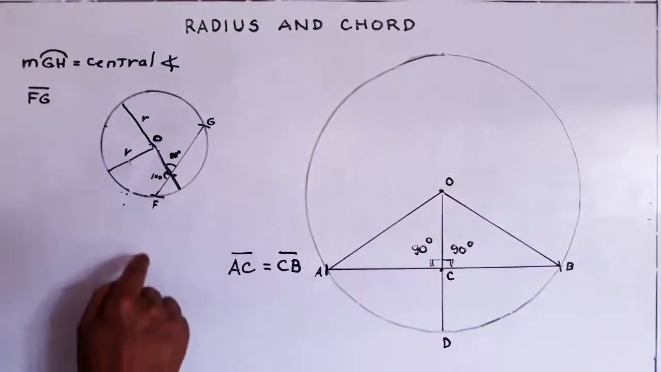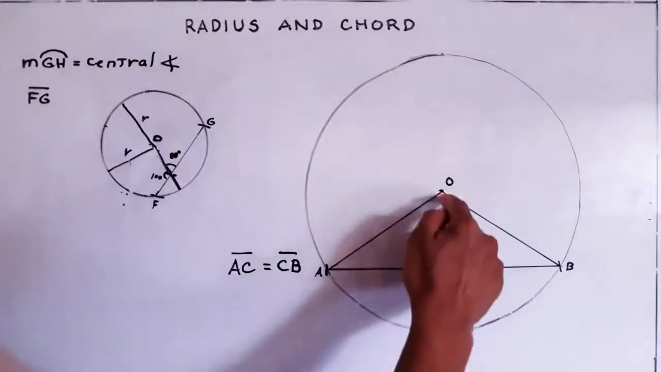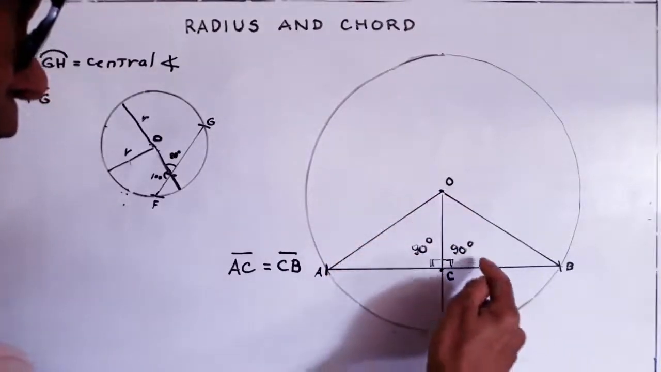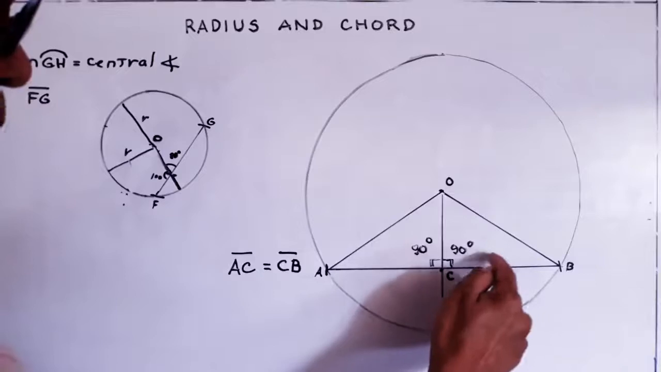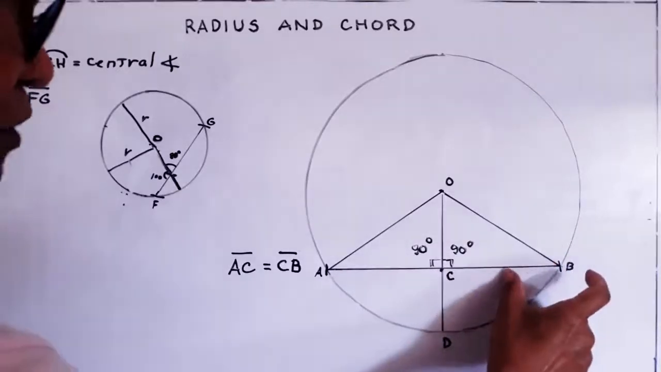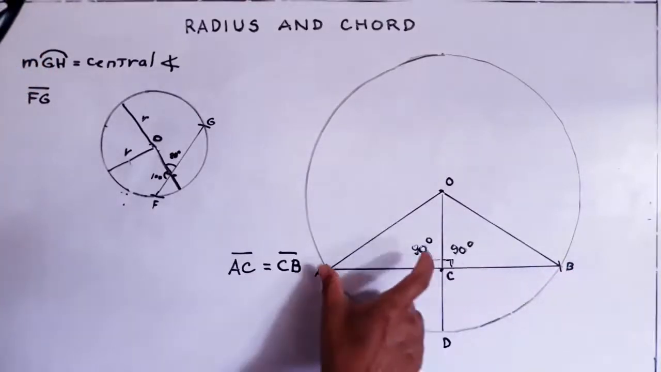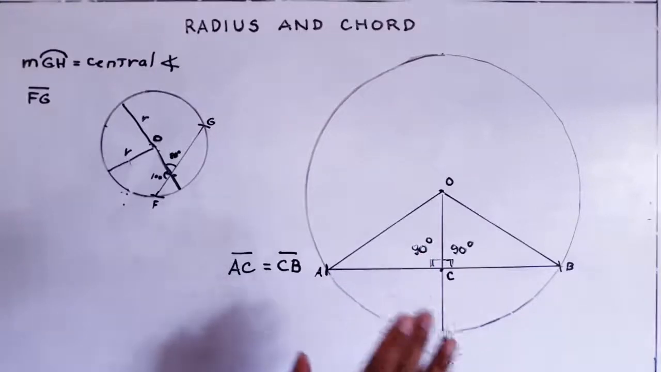Because if this one is not perpendicular, maybe your radius is like that, and the angles here are not perpendicular to this line, then we cannot say that from this point to this point is equal. From this point up to this point, they will not be equal anymore.